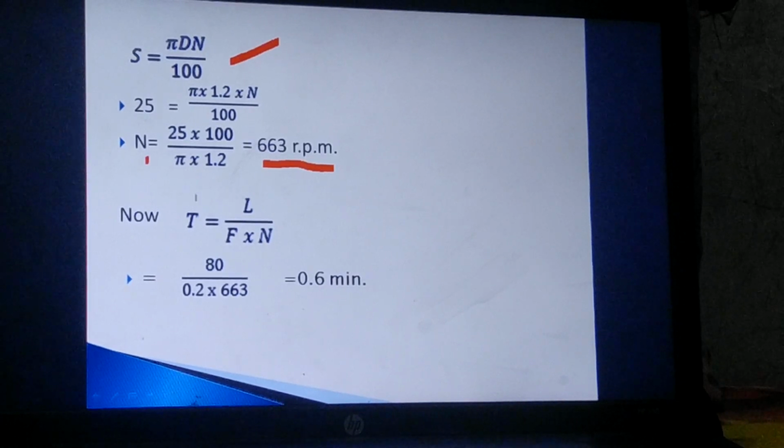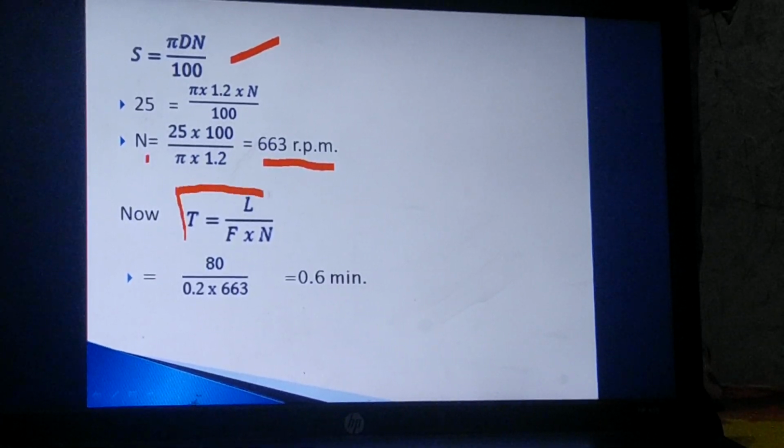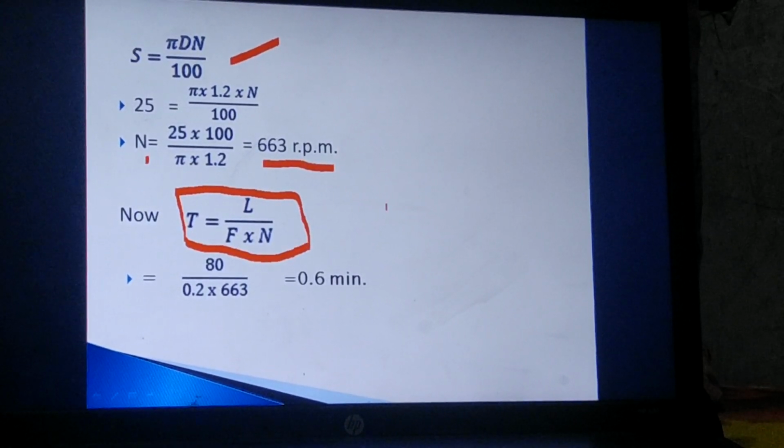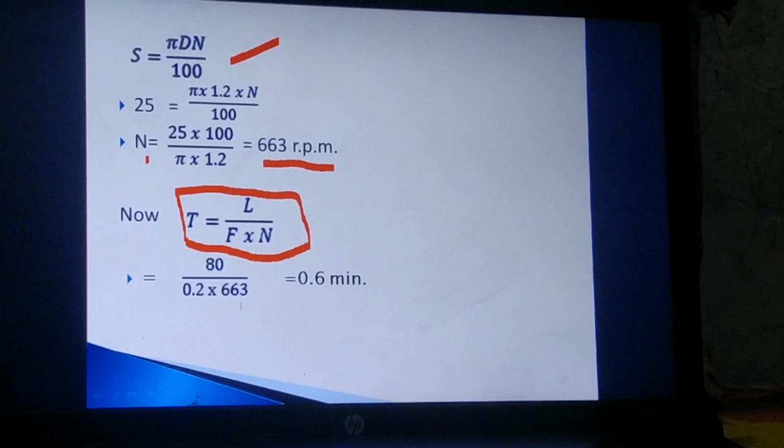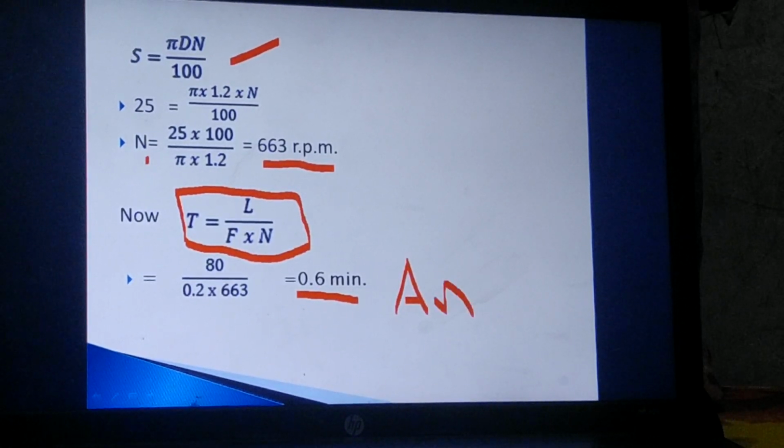Now we will use the formula T is equal to L by F into N. So we'll put the values to calculate the machining time in a drilling operation. L is given as 80, feed is 0.2, and N is 663 rpm, which we have already calculated. So in this way we can calculate the machining time for drilling operation as 0.6 as the answer.